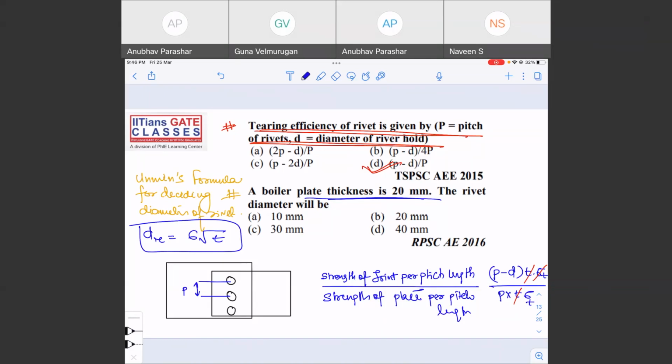What will the root over 20 come to approximately? See, in numerical problems, since you don't have a calculator, you have to learn a little bit of approximation also. It's good. Naveen, I hope you're not using your calculator. You should know a little bit of approximation, right? Root over 20.